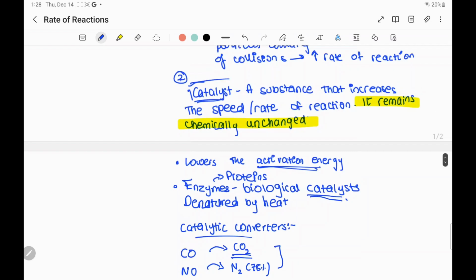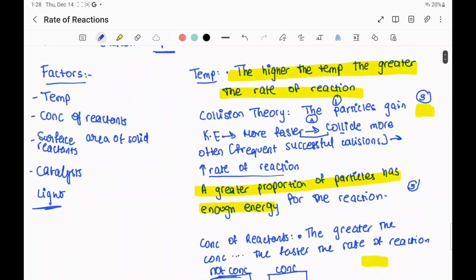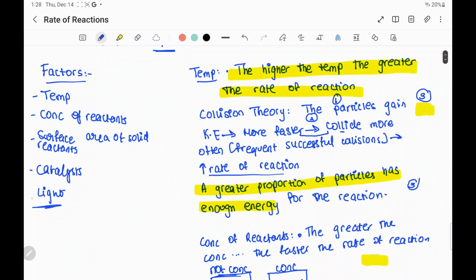Okay, light is, again, not that important. It's basically the same. You don't need to know the collision theory behind light, first of all. Basically, heat is one of the energies that increases the rate of reaction, and so light is also one of the energies that increases the rate of reaction.